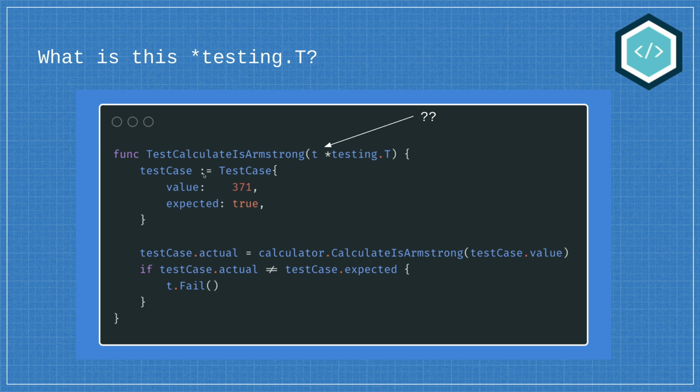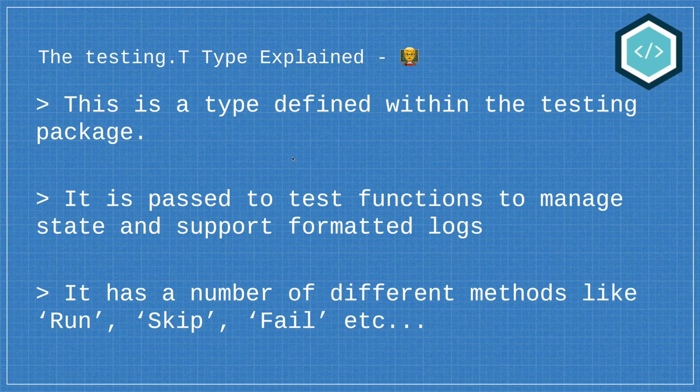Now, let's start off by covering what this testing.T pointer that we pass into our test functions is. You may have noticed that we passed this into our previous test that we defined in the previous video. The testing.T type is effectively a type defined within the testing package, and it's used primarily to help manage things like the state of all our tests, and it supports auxiliary functions like formatted logs. Not only that, it also has a number of different methods like Run, Skip, Fail, and we'll be covering these each individually in videos further down the line in this course.